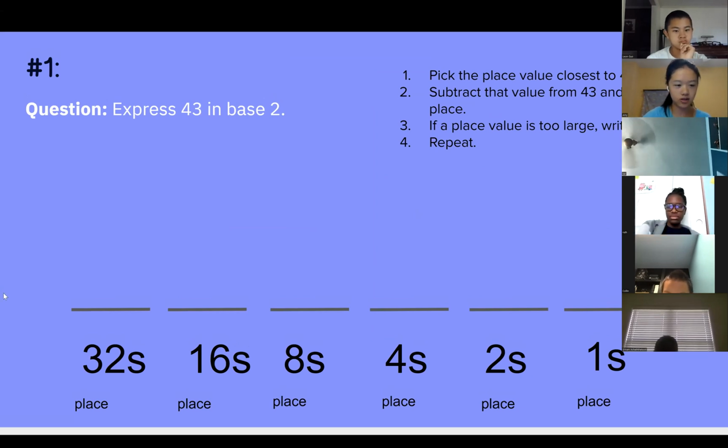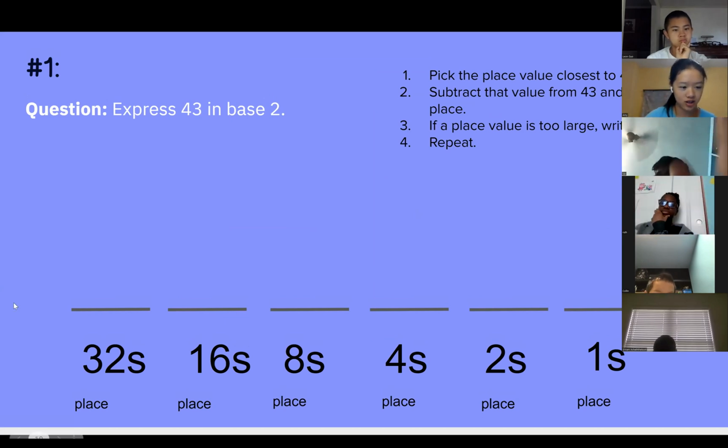Okay, Ishani's not feeling too well right now, so I will take her slides. So you guys do this problem. Express 43 in base 2.